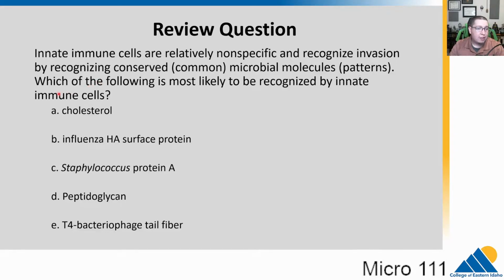Is it A, cholesterol, B, influenza HA surface protein, C, staphylococcus protein A, D, peptidoglycan, or E, T4 bacteriophage tail fiber? Think about this deeply. Think about this part of it and this part of it and look at those answers. Pause the video, think about that.